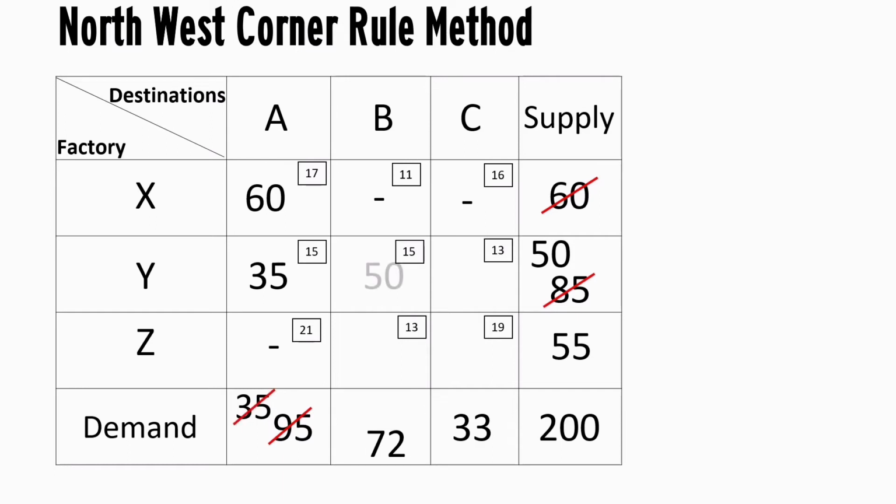Next, we will move to satisfy the next columns B and C by applying the same step previously, which is the box of YB will be allocated by 50 units. And we close the path of YC since Y is exhausted. ZB is 22 units and ZC is 33 units. Therefore, the demand of B and C are satisfied. And we can see that the total demand equals the total supply, which is 200. Thus, the initial solution has been completed.